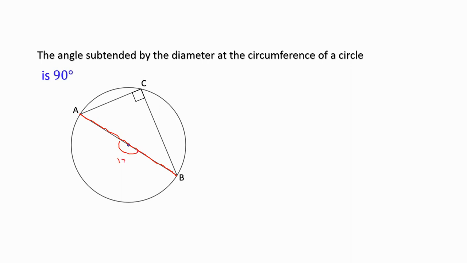This angle here is an angle on a straight line. This is 180 degrees, do you see that? It is 180 degrees because it's an angle on a straight line. So this one must be half of 180 degrees, meaning that it is going to be 90 degrees. So that's why an angle in the semicircle is 90 degrees, or an angle subtended by a diameter is 90 degrees.